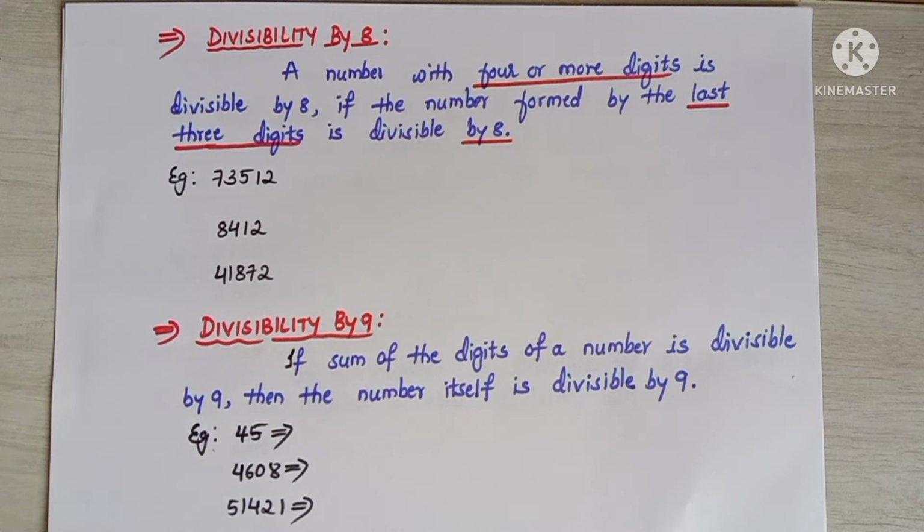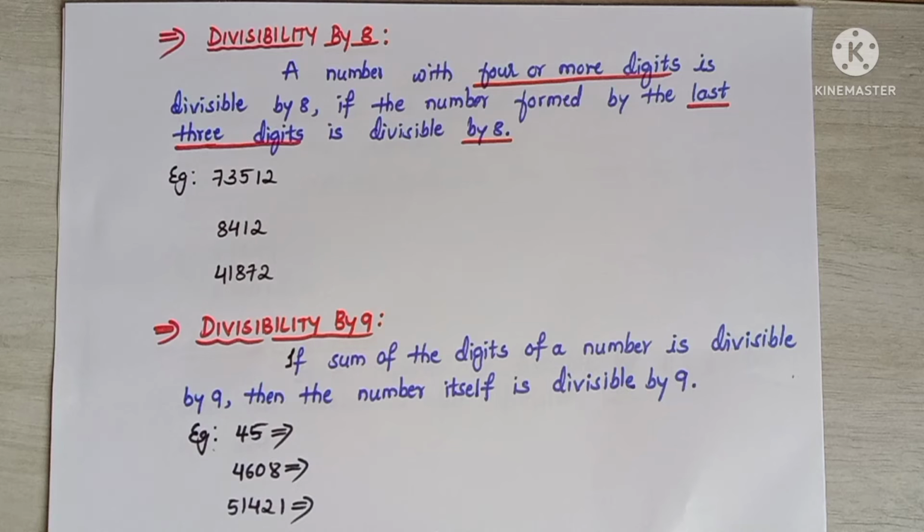Let us see divisibility by the number 8. A number with 4 or more digits is divisible by 8 if the number formed by the last 3 digits is divisible by 8. It means that if a 4 digit or more than 4 digit number is given, if its last 3 digits are divisible by 8, then we can say that the whole number is divisible by 8 also. Let us check.